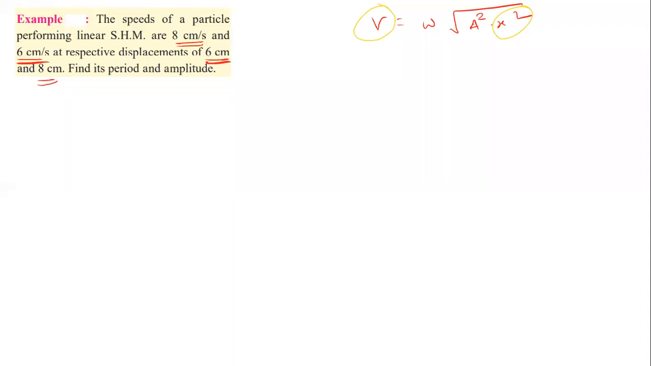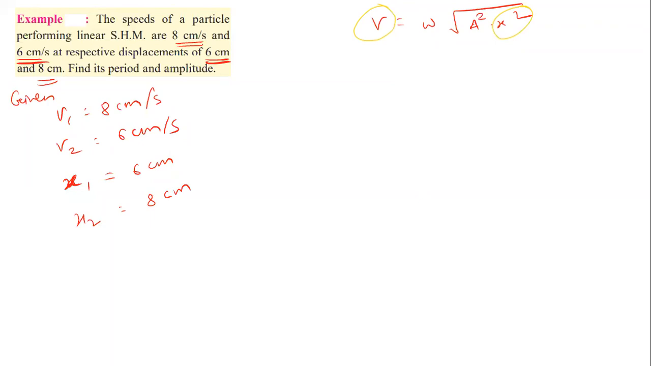Take the ratio. Omega is the same here, so omega gets cancelled. You can write equation 1 and equation 2. Let me tell you the given, then you can start solving this. Given: V1 is 8 centimeter per second, V2 is 6 centimeter per second. The displacement x1 is equal to 6 centimeter, and x2 is 8 centimeter.